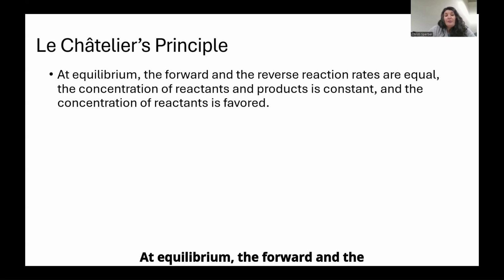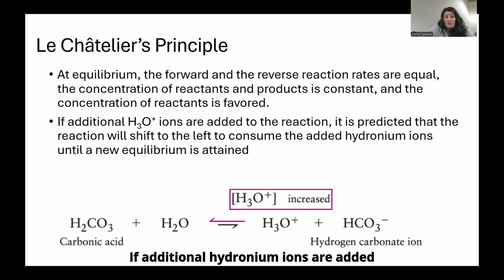At equilibrium, the forward and the reverse reaction rates are equal. The concentration of the reactants and products is constant, and the concentration of reactants is favored. If additional hydronium ions are added to a reaction, like in the reaction below, it is predicted that the reaction will shift to the left to consume the added hydronium ions until a new equilibrium is attained.